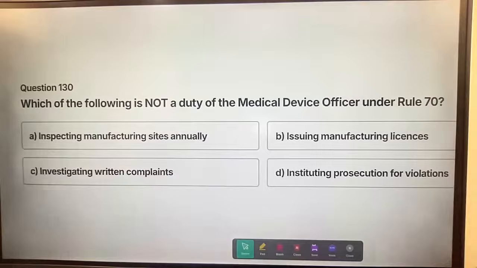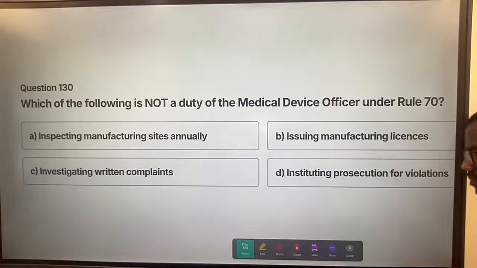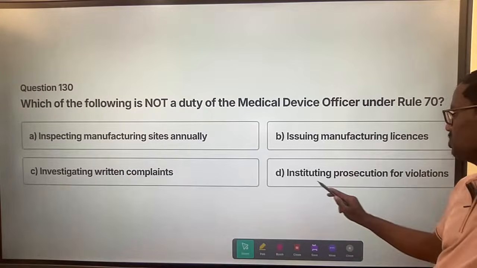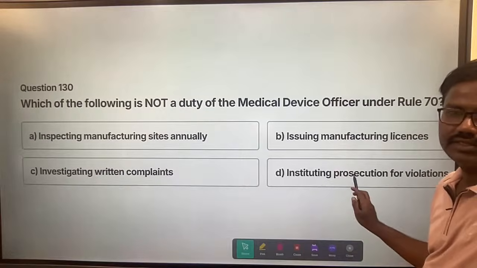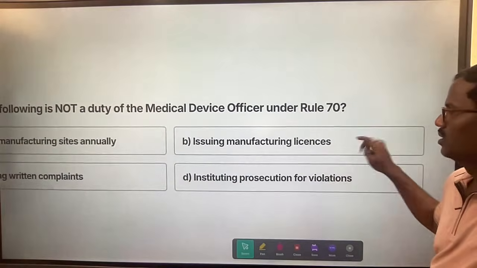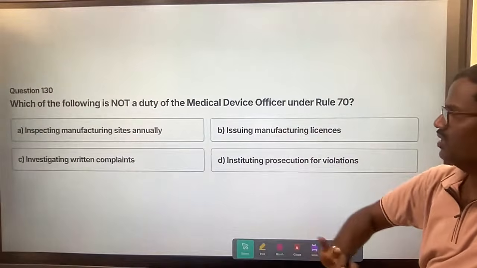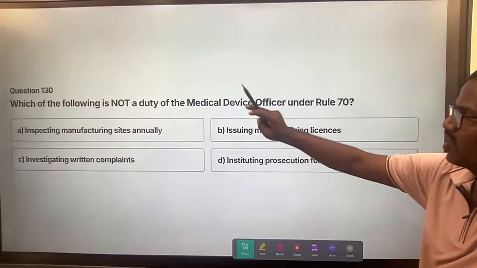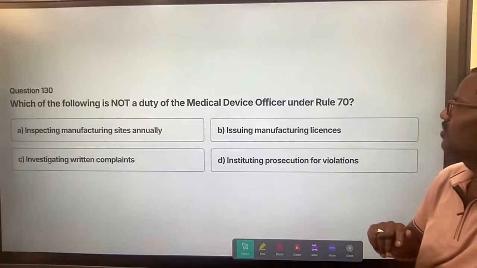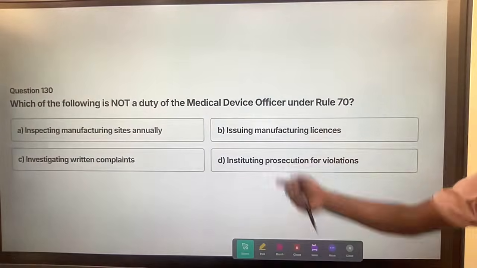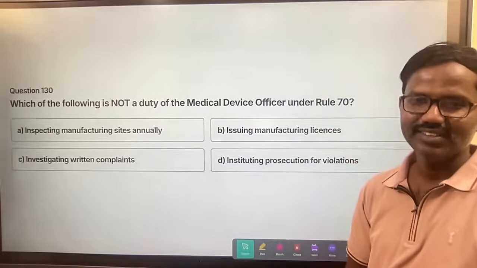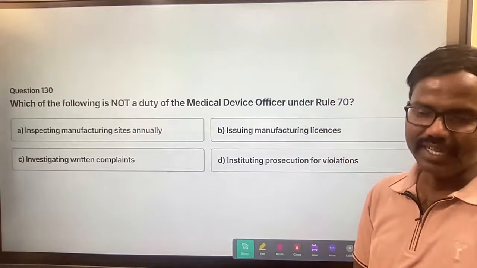Tell next. What about other options? Think about other options. Okay. So here the right answer is instituting the prosecution for violations. This is not your power. Okay. So you can, yes, you can. Sorry. So the question is, which of the following is not a duty of medical device officer under Rule 70? I thought the next question is different. Yeah, correct. B is the correct answer.